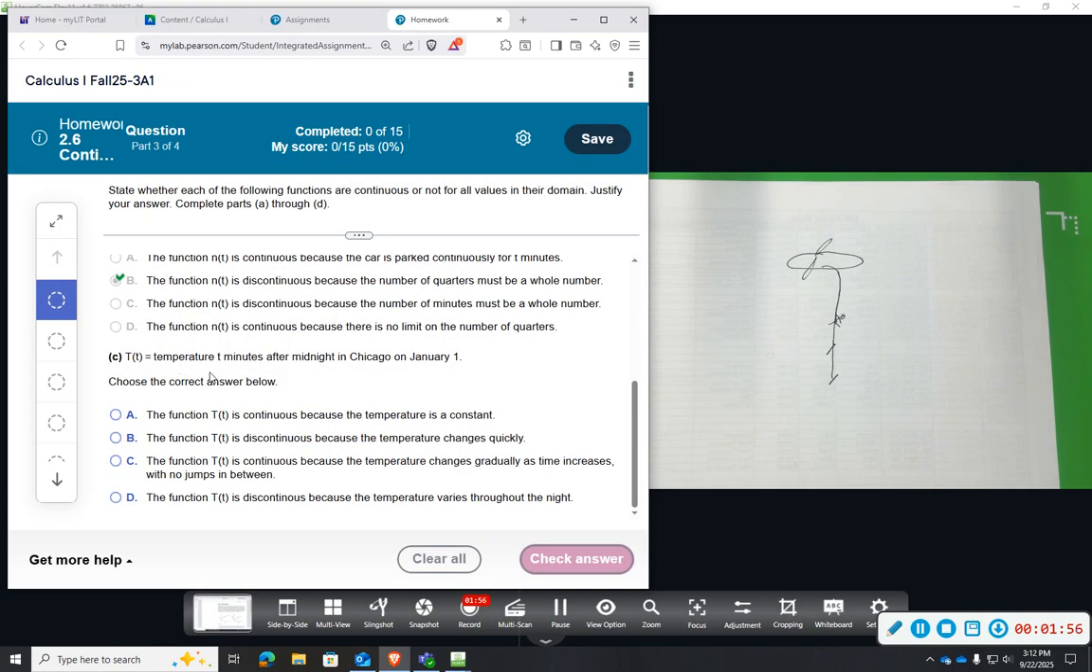T, the temperature, t in minutes after midnight in Chicago on January 1st. So the temperature will rise and fall at a continuous rate. So the function is continuous because temperature changes gradually as time increases with no jumps.